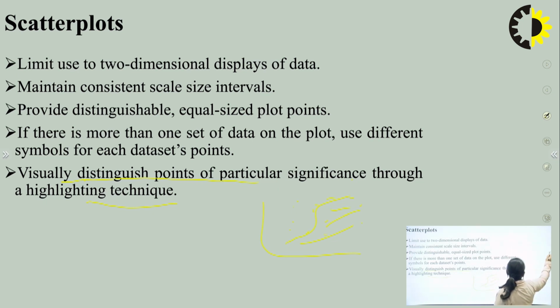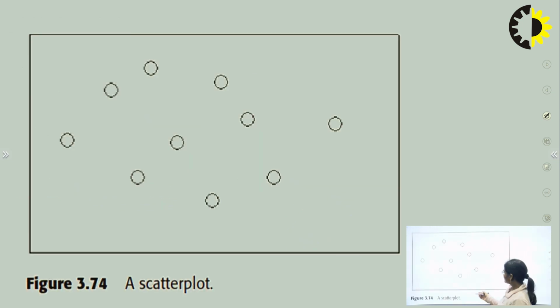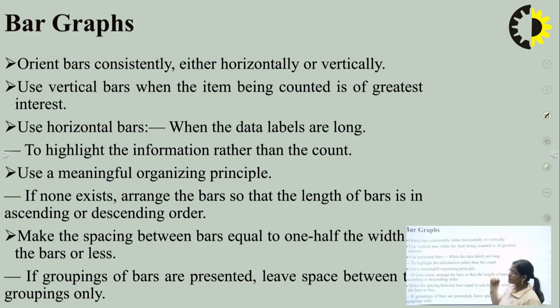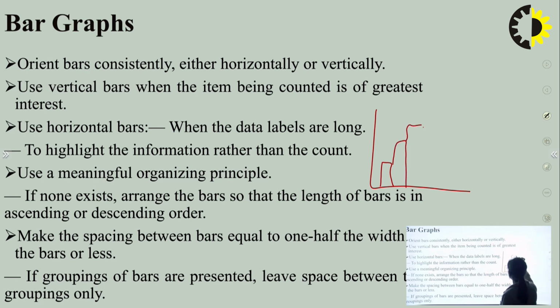For that, we have shown this is of one data, this is of another data, so we can easily differentiate between the different types of data. This is our scatter plot. Then third one is our bar graph. Bar graph means if we are showing our graph in a bar form. So this is our bar graph.